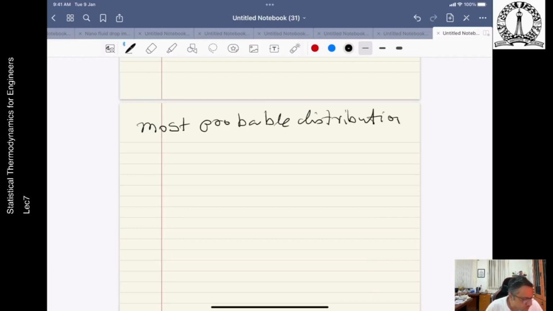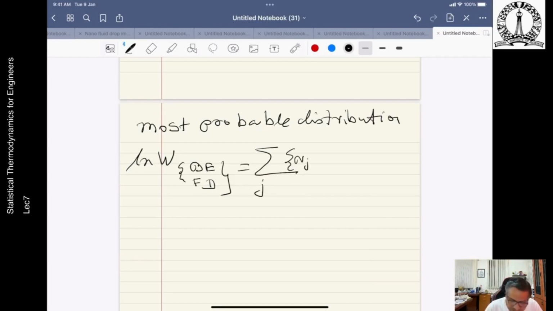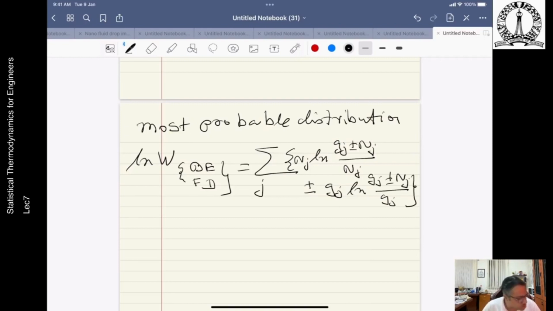And that is what you want to find out. So this is ln W, whether it is Bose-Einstein or Fermi-Dirac, it doesn't really matter. The distributions are like this. This is nj ln, it depends on which distribution you are looking at. It looks something like this: plus minus gj ln (gj plus minus nj by gj). Okay, so this is the distribution that you are looking at.